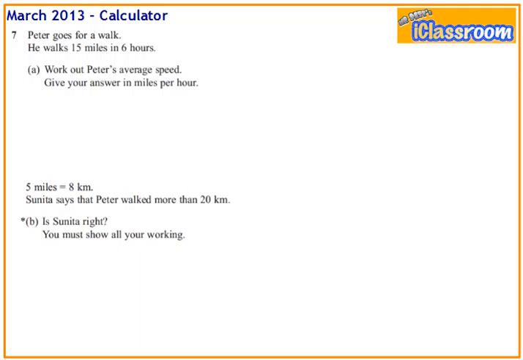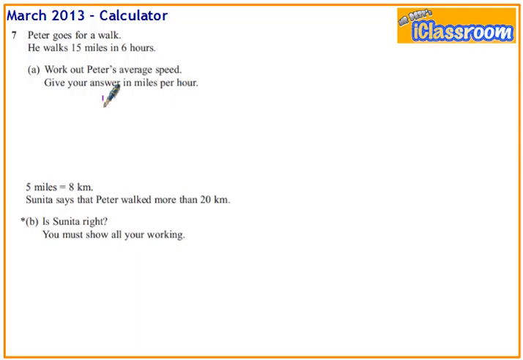Question 7 on speed, distance, time. So we're told about Peter, who's going for a walk, and we're told he walks 15 miles in 6 hours. We need to work out his speed in miles per hour. Lots of different ways we can do this. I'm just going to show you quickly 2.